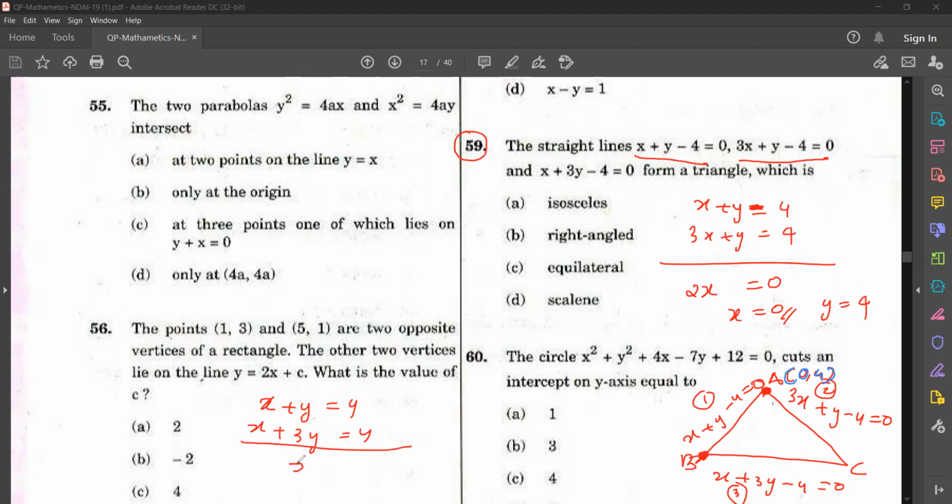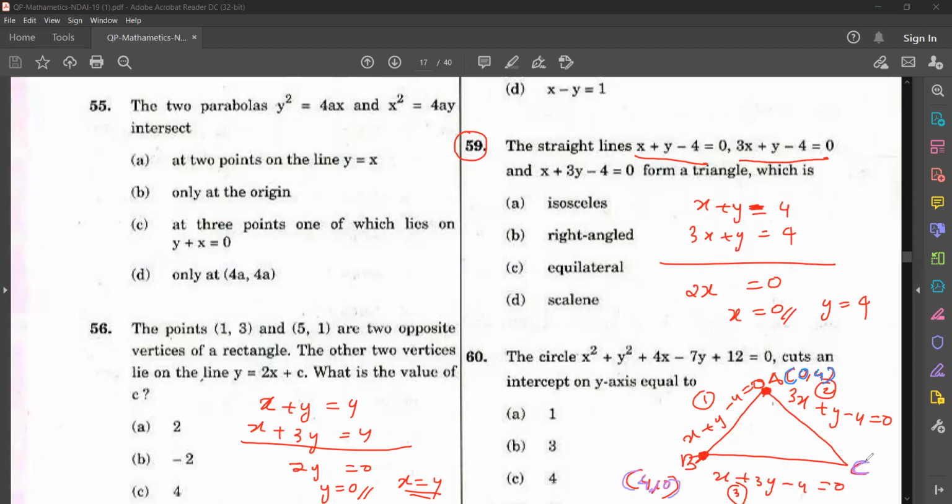You'll get 2y equal to 0. That means y is equal to 0. So y equal to 0 means x is equal to 4. Substitute in the first equation: when y equal to 0, x equal to 4. So the point B is nothing but 4 comma 0, isn't it? x equal to 4, y equal to 0. So this point I'm marking with another color, so you don't get confused. 4 comma 0 is this point B.